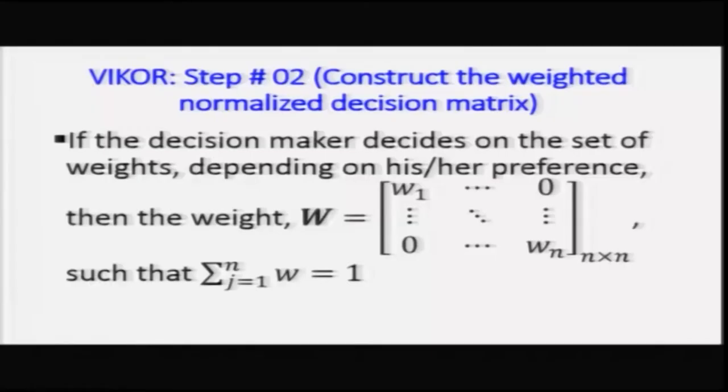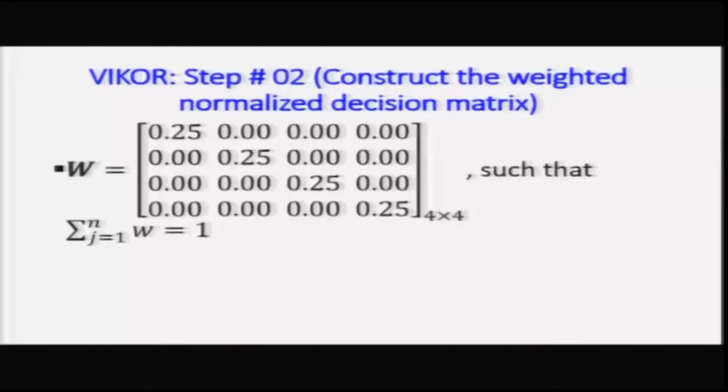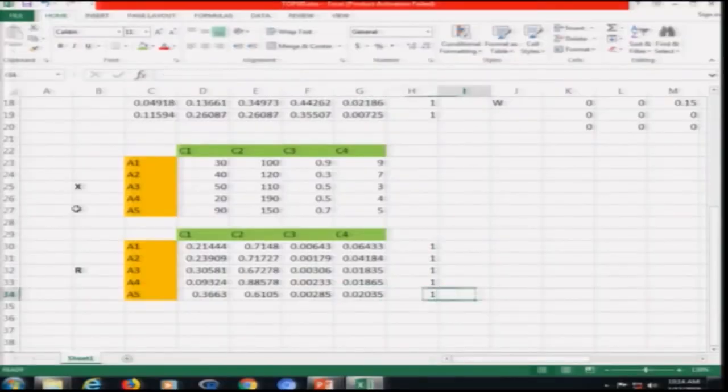Now, I will basically have the weights. The weights will be assumed based on what weight you as a decision maker are planning to give to each criterion when you compare them amongst themselves. So, the weight matrix would be of size n cross n depending on the number of criteria. There are 4 criteria, so the overall matrix for the weights would be 4 cross 4, with the principal diagonal having all the values. So, we take a value of 0.25, which is equal weight for all the 4 criteria. Let us put the weights accordingly.